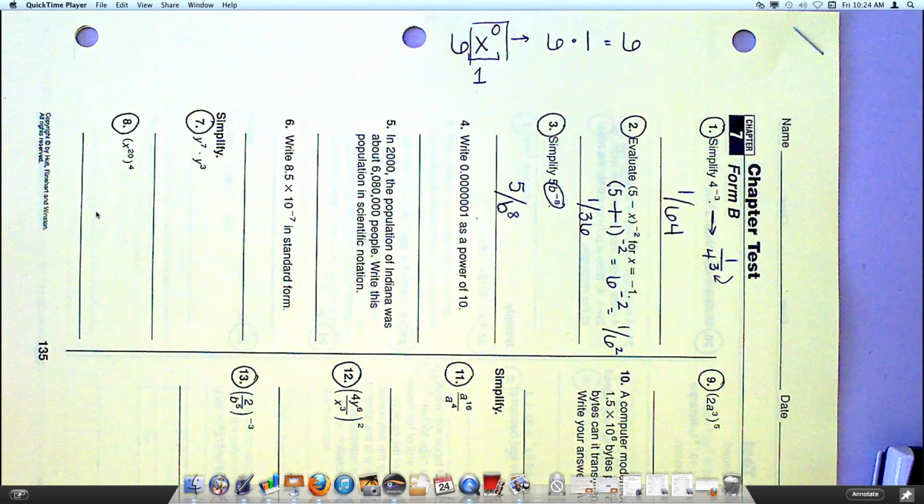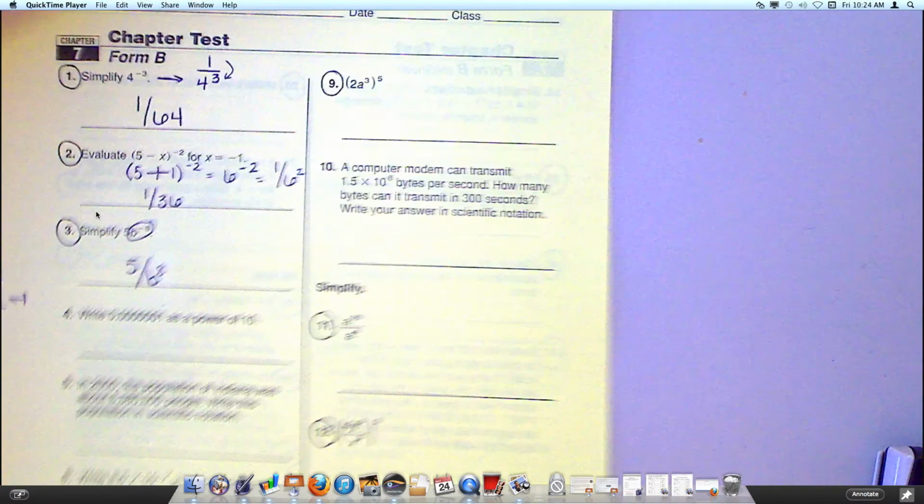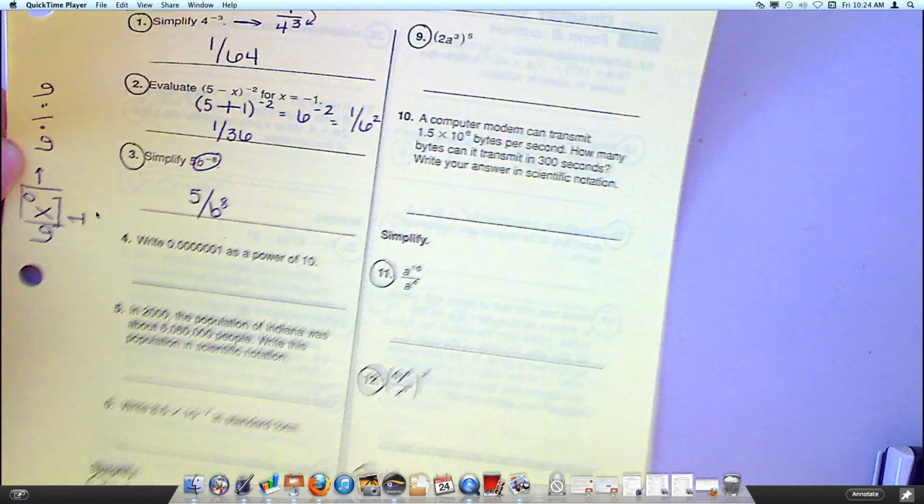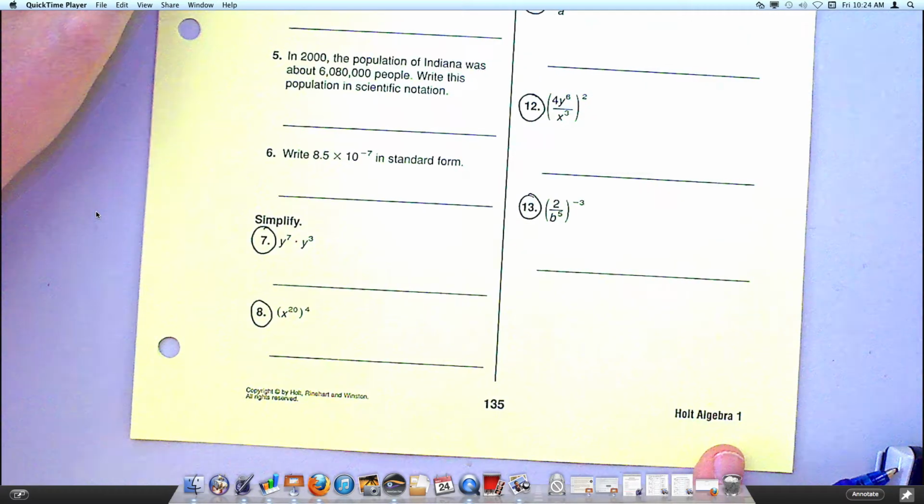Good there? Okay. So now we're jumping all the way down to number 7. In case you haven't caught on to this, you're just doing the circled problems. Okay? I figured that out yesterday.